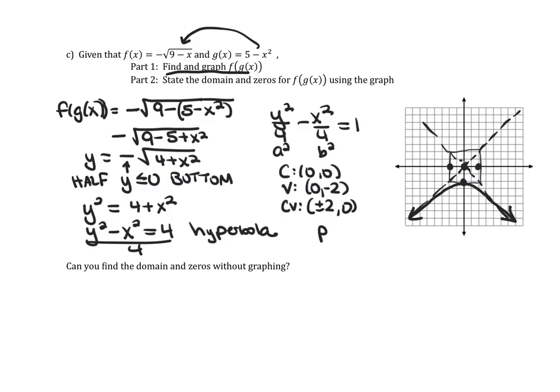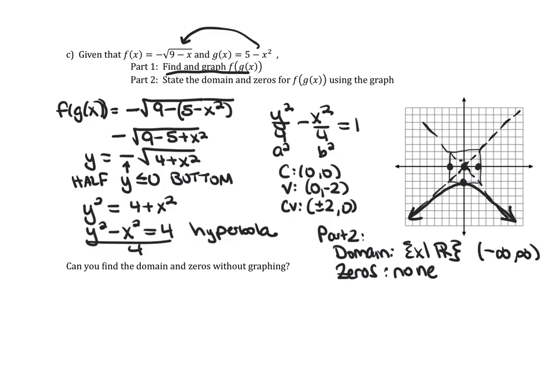Now part 2, I want to know what the domain is. So looking at your picture, your graph goes left and right forever. So it is x such that all real numbers, or using interval notation, negative infinity to infinity. And this graph never actually touches or crosses the x-axis, so there are no zeros, so no or none.